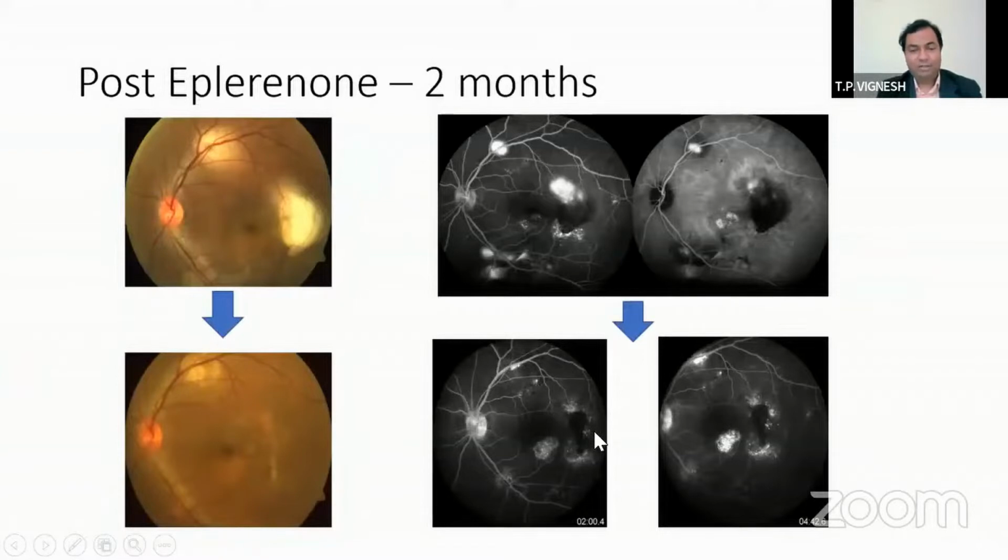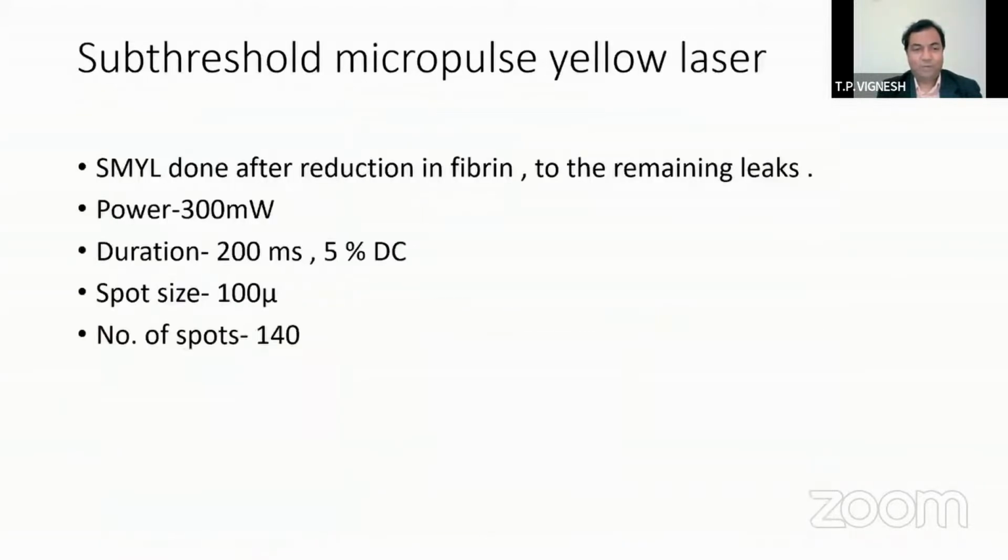So now I thought, since the fluid at the fovea is persisting, why not add micropulse laser? So I added micropulse laser after reduction in fibrin to the remaining leaks. The power I used was 300 milliwatts, duration 200 milliseconds, 5% duty cycle. Spot size was 100 and number of spots 140.